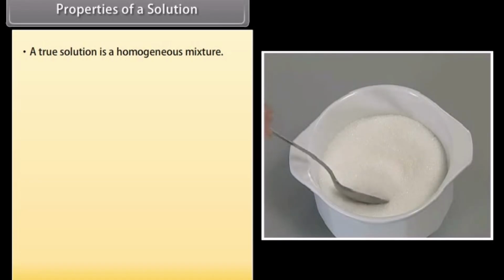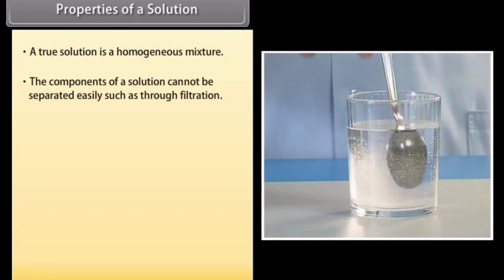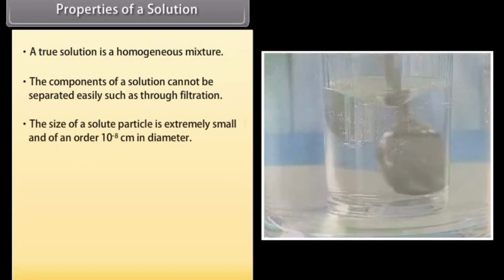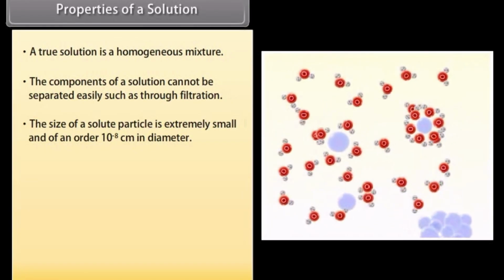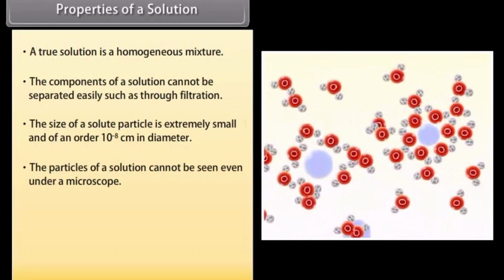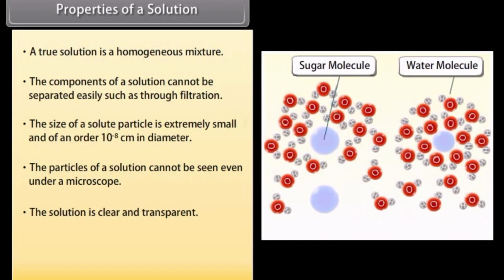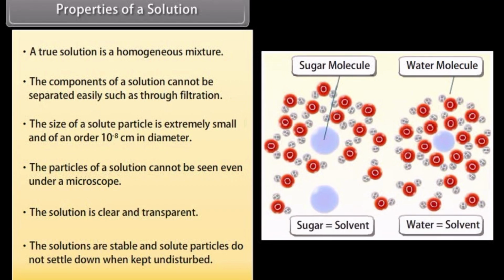Properties of a solution. A true solution is a homogeneous mixture. The components of a solution cannot be separated easily, such as through filtration. The size of a solute particle is extremely small, of the order 10 raised to the power minus 8 centimeter in diameter. The particles of a solution cannot be seen even under a microscope. The solution is clear and transparent. The solutions are stable and solute particles do not settle down when kept undisturbed.